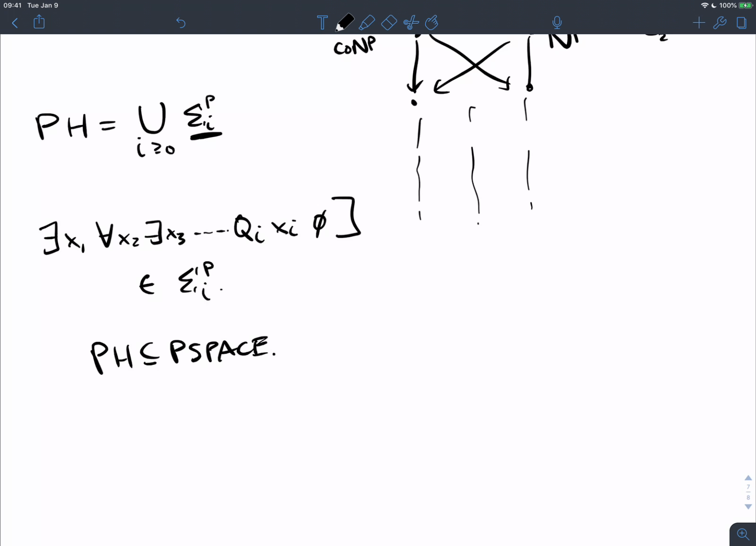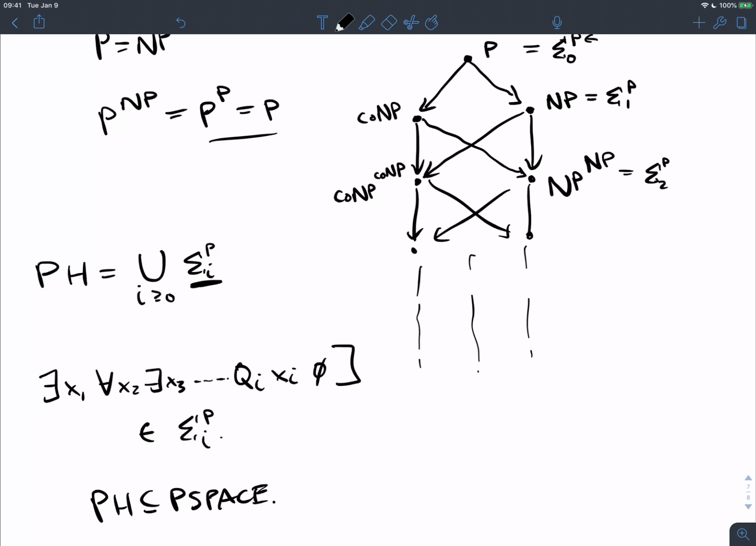Okay, and in fact, since PH contains NP because it's one of the layers, then it's between NP and PSPACE. So it's a way of looking at what happens if you have P and NP being the same, but it's also a way of looking at how we could try to separate NP and PSPACE. And of course there are many other techniques, but this is one of them.